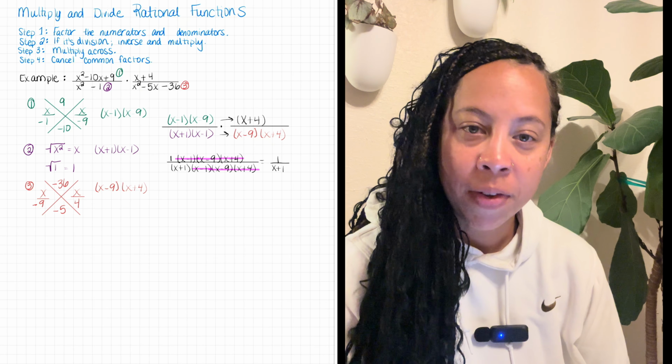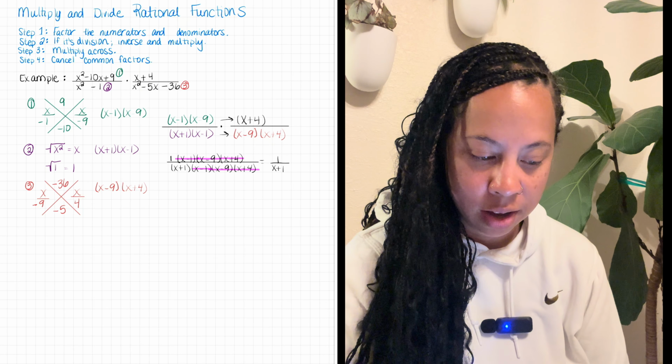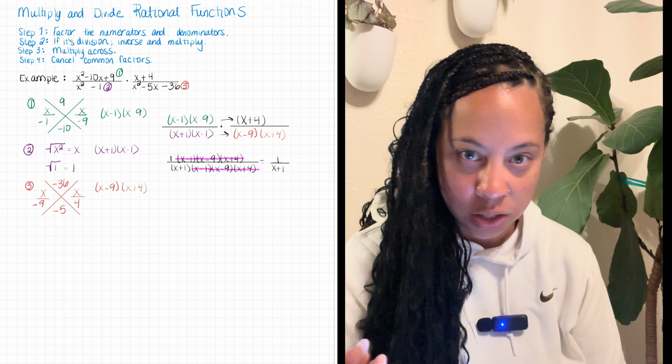Now, I feel like once you factor everything, canceling everything out is pretty straightforward to simplify. So let's look at a division problem.